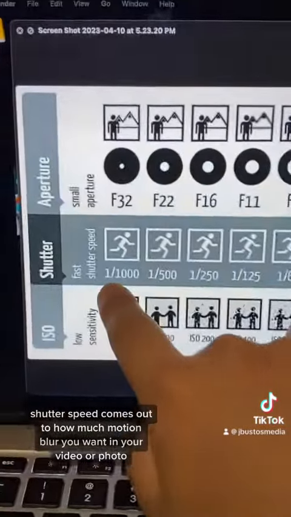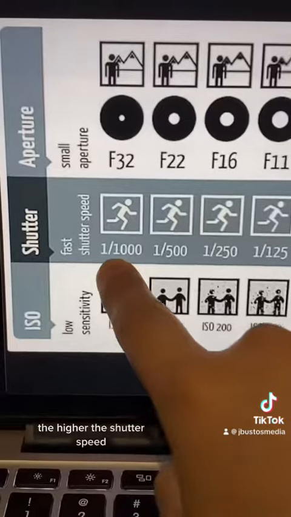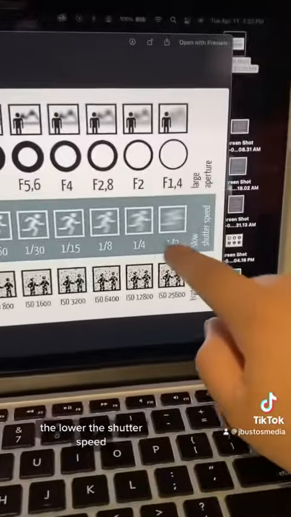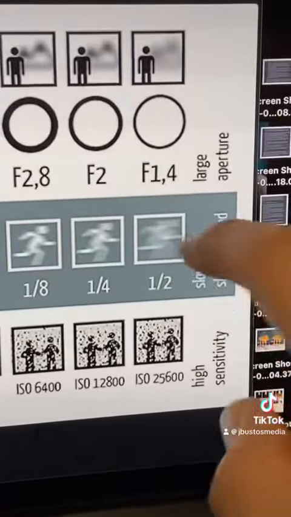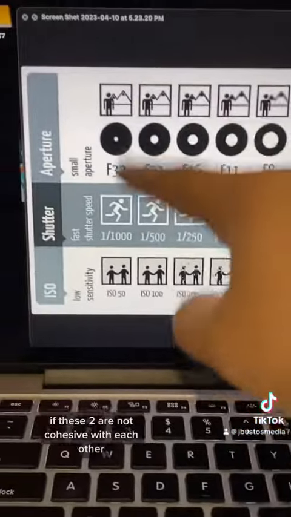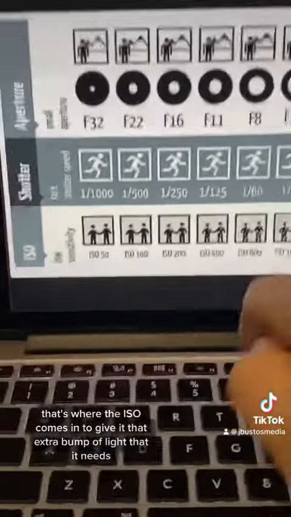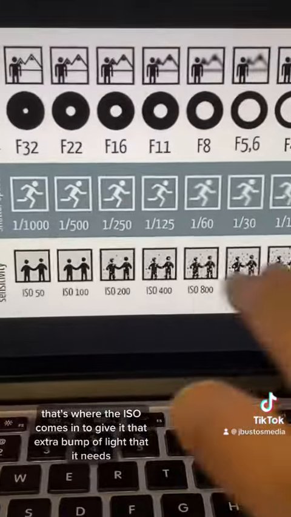Shutter speed comes down to how much motion blur you want in your video or photo. The higher the shutter speed, the less motion blur. The lower the shutter speed, well, you get the idea. Now, ISO is your extra light that you would need just in case. If these two are not cohesive with each other, that's where the ISO comes in to give it that extra bump of light that it needs.